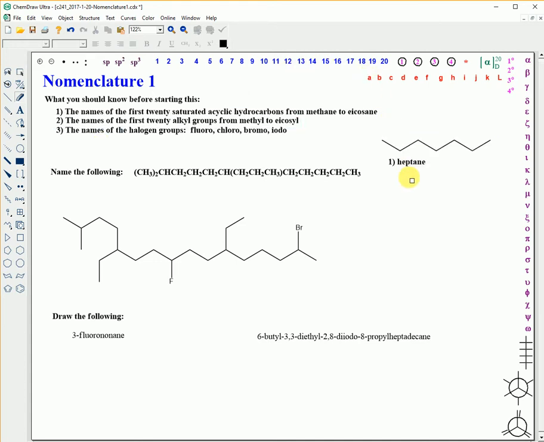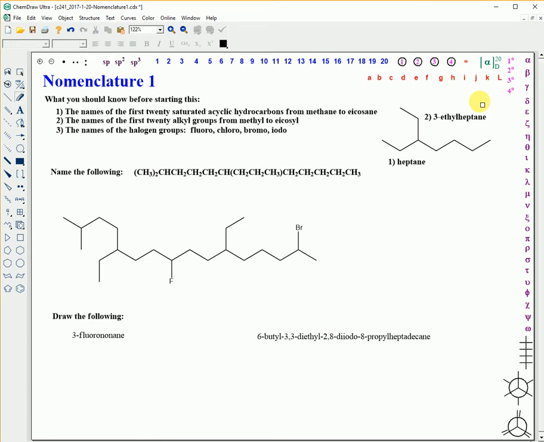For example, here's the molecule heptane. 1, 2, 3, 4, 5, 6, 7 carbons long. Here's a group on heptane. It's clearly on the third position of heptane, and it is a 2-carbon group, making it an ethyl group.